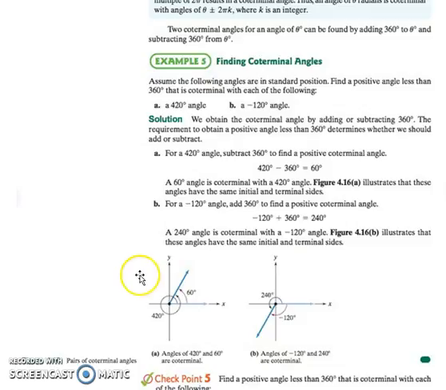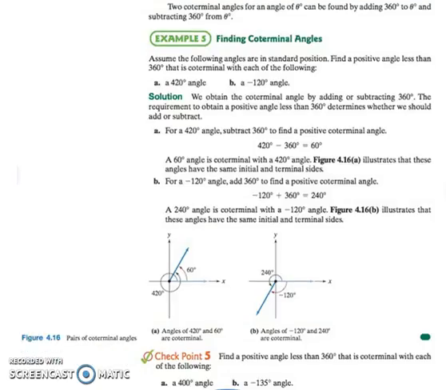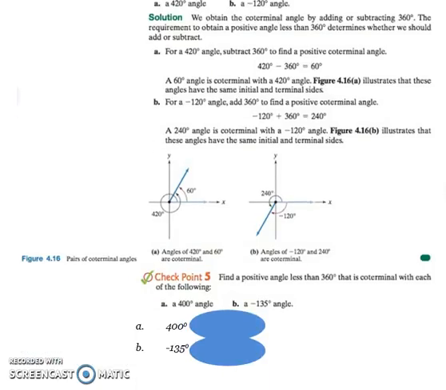Okay, so here's a picture of that. The 420 has to go around to 360 and then another 60 to be at 420, which is basically exactly the same as a 60-degree angle. Negative 120 goes clockwise 120 degrees, and 240 degrees goes counterclockwise 240, but they're basically the same initial side and terminal side. That's what coterminal means.